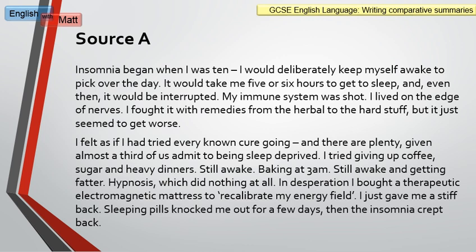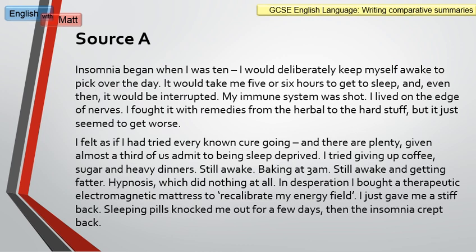Insomnia began when I was 10. I would deliberately keep myself awake to pick over the day. It would take me 5 or 6 hours to get to sleep, and even then it would be interrupted. My immune system was shot. I lived on the edge of nerves. I fought it with remedies from the herbal to the hard stuff, but it just seemed to get worse.